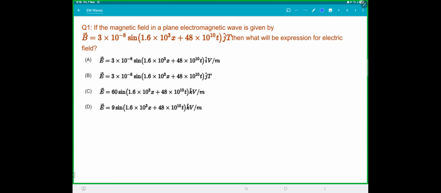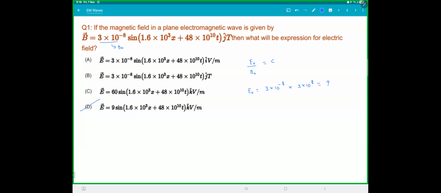Yeah, most of you got it. First of all, this is how I would check. This is sine of kx plus omega t, so it should be the same; there's no difference there. Then E naught by B naught is equal to C. This value here is your B naught, the peak value. So E naught will be 3 into 10 power minus 8 times C, which is 3 into 10 power 8. So that is 9. There is only one option with 9. So D, that's it. Nothing else to do.